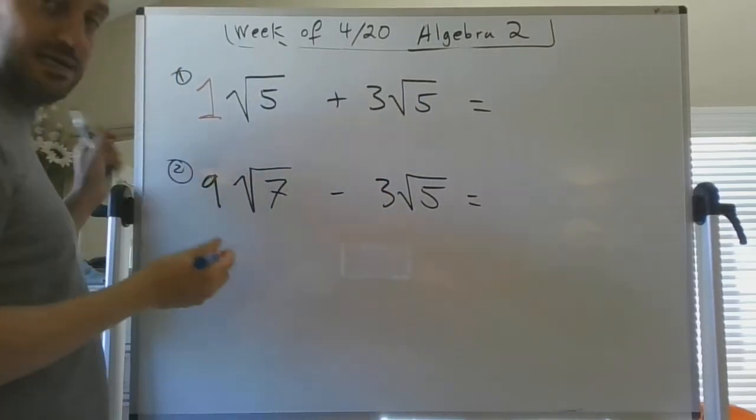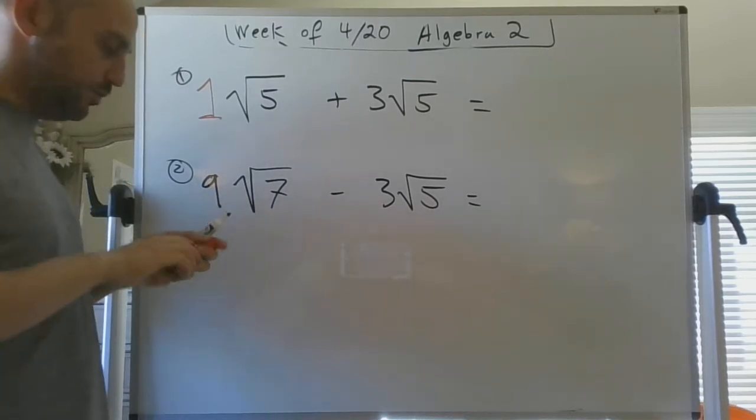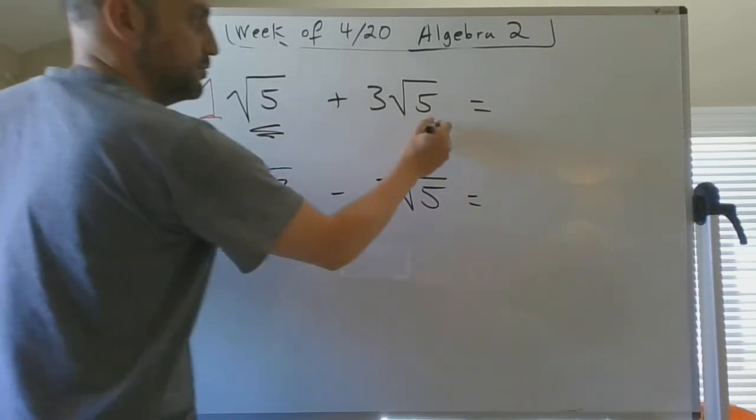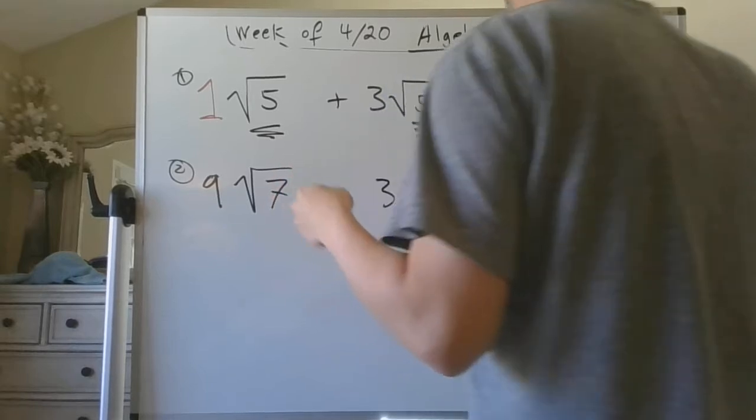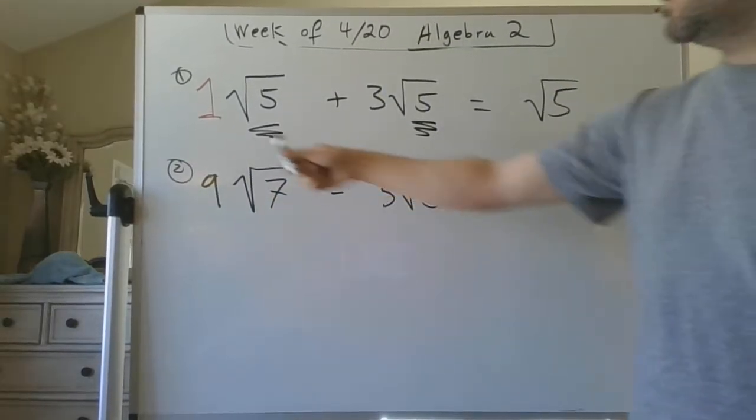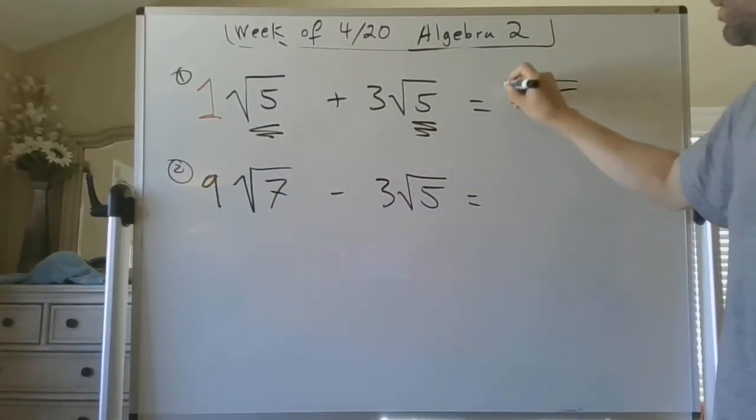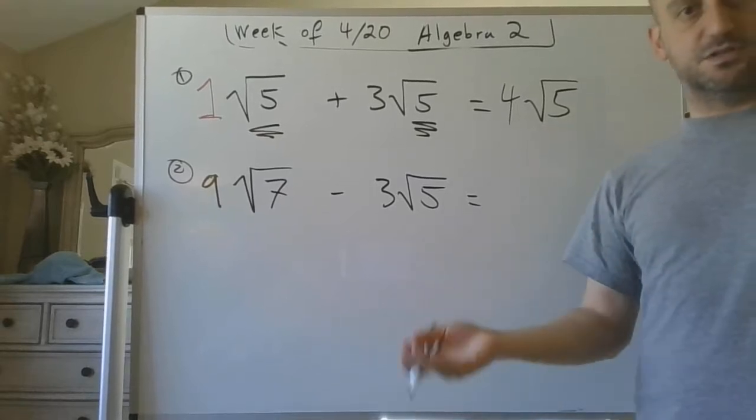So simple. Can we add these? Yes, we can. They're like terms. Why are they like terms? They both have square root 5. Final answer equals 1 plus 3, 4 square root 5. Done.